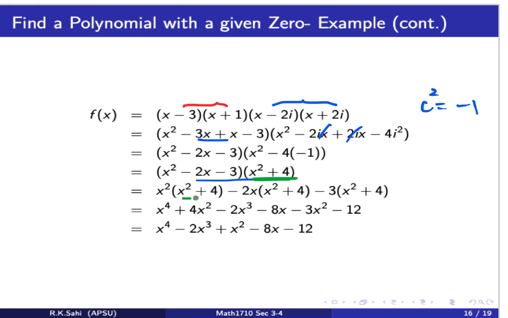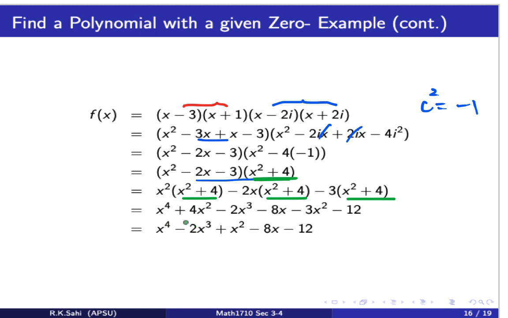So x squared times x squared plus 4, minus 2x times x squared plus 4, minus 3 times x squared plus 4. After that, it's simple because there's only one term in the front and a polynomial inside the parentheses. We just go ahead and distribute. In the first one, we distribute x squared. We get x to the 4th plus 4x squared. In the second one, we're distributing negative 2x. We get negative 2x cubed and negative 8x. In the final one, we distribute negative 3 inside x squared plus 4. We get negative 3x squared, negative 12.